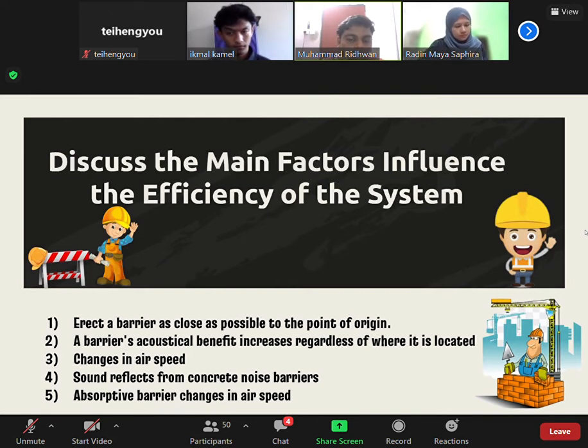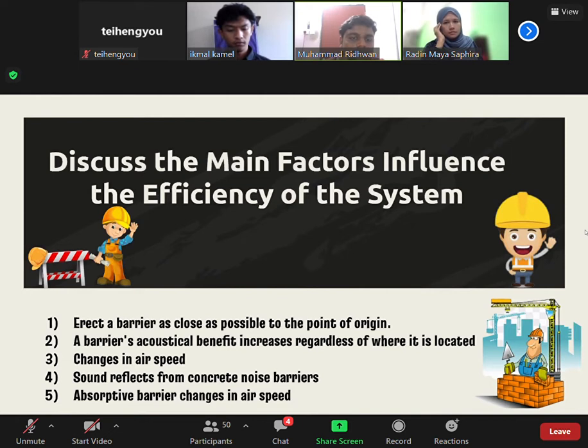So the third point is change in the airspeed. The barrier effectiveness can also be affected by change in airspeed, which can cause light wind traveling from the source to the receiver to reflect sound and bend it downward. As a result, the effectiveness of the barrier is lessened.